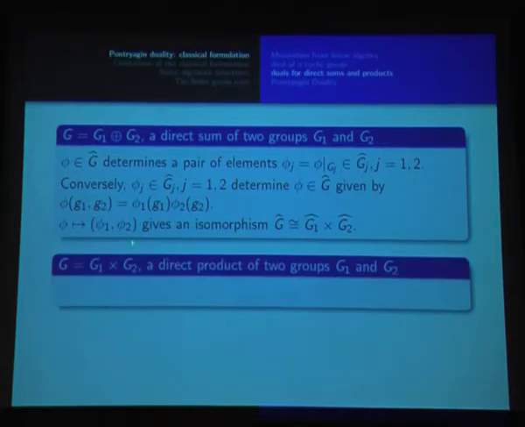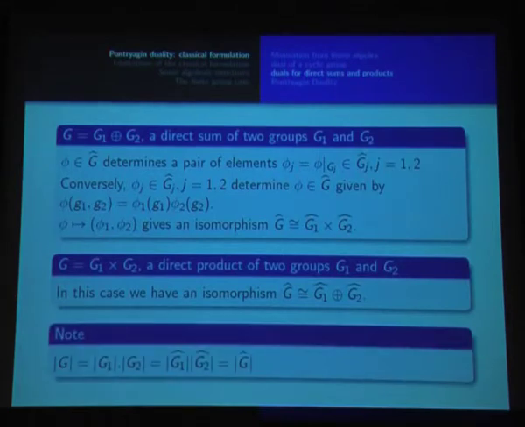Similarly, instead of a direct sum, if I had taken a product of two groups, of course two abelian groups, now everything is abelian, then we have this isomorphism that G hat is isomorphic with G1 hat direct sum G2 hat. Again note that the cardinality of G is the same as the cardinality of G1 times G2, and that is the same as the cardinality of G hat. So these cardinalities match.